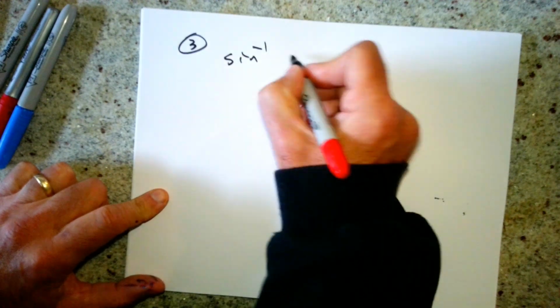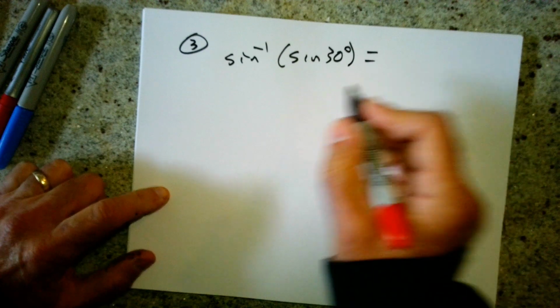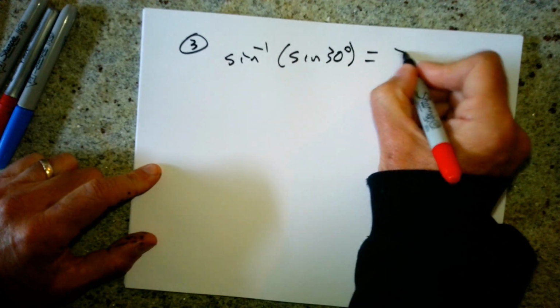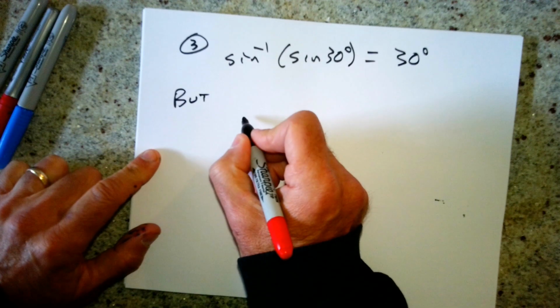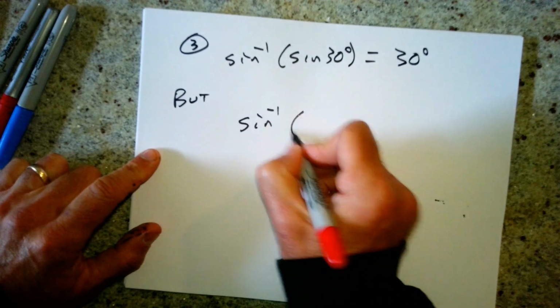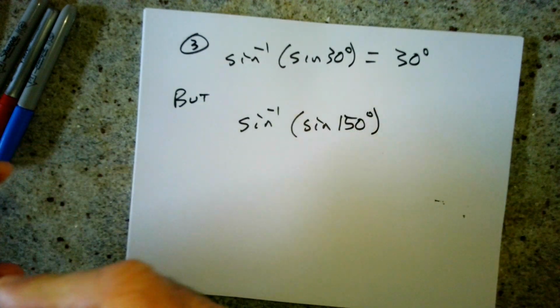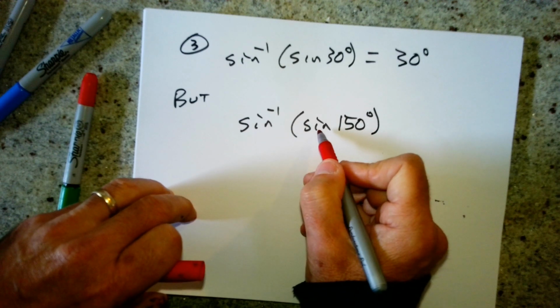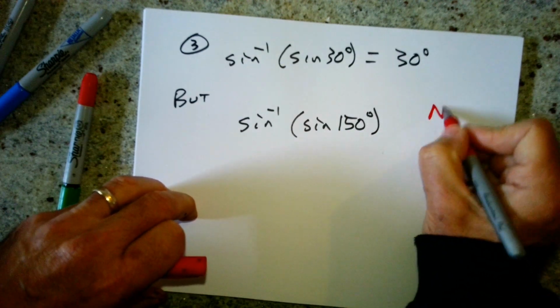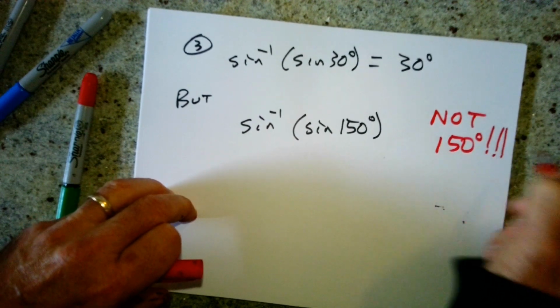Finally, an interesting twist here. The inverse sine of the sine of 30 degrees. You think, well, inverse sine cancels sine, so it's just 30 degrees. And that would be correct. But what about the inverse sine of the sine of 150 degrees? You might think, oh, an inverse cancels the sine, so it's 150 degrees. I'm going to put a big warning in here. It's not 150 degrees. And this is why.